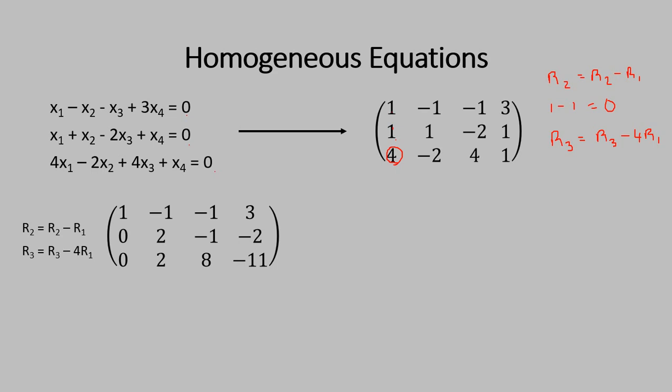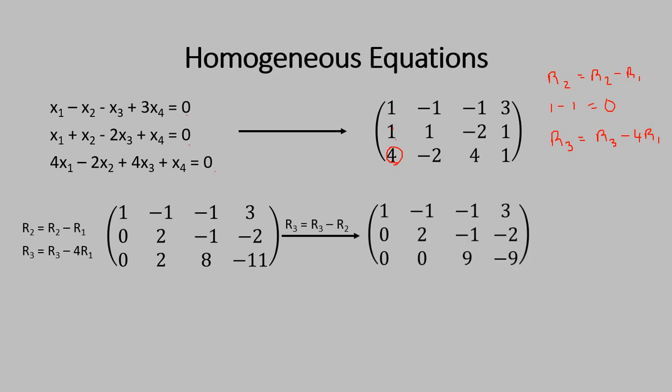Now, ideally, we would want this to be 1, but because we have a negative 1 here, if I divide this by 2, then I will have a negative half, and I really don't want to work with fractions now. So I will just leave that 2 as is. Now I want this here to be 0, so all I need to do is to just subtract row 2 from row 3.